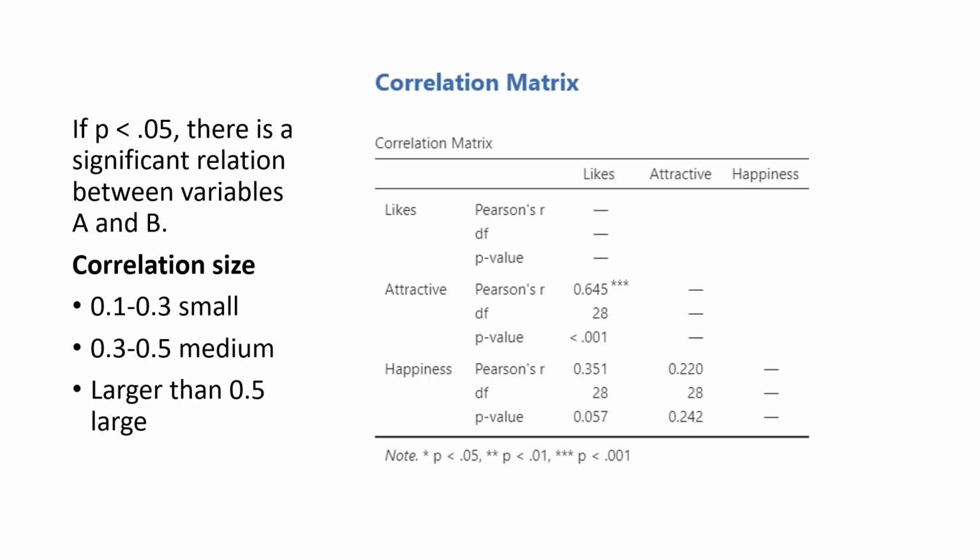Correlation size depends on the value of R. When R is between 0.1 and 0.3, it indicates a small correlation. When the value is 0.3 to 0.5, it indicates a medium-sized correlation. When R is larger than 0.5, it indicates a large-sized correlation.